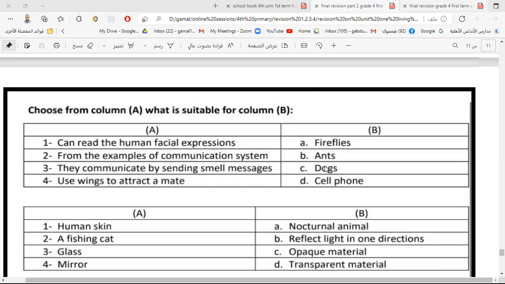Match. Which can read the human facial expressions? Which animal can read human facial expressions? Your face expression, you are sad, you are happy. Who can read this? The firefly, the ant, the dog, or the cell phone? Which animal do we raise at home that can know if you are happy or sad? Dog. Very good, my son. The dog is correct.